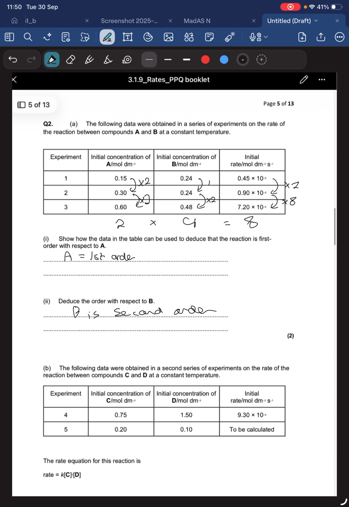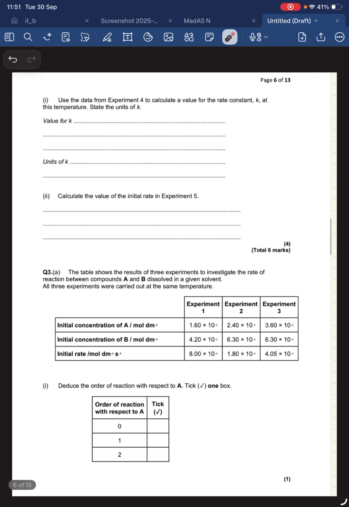Okay, so we get part B now. The following data was obtained in a second series of experiments on the rate of reaction between compounds C and D at a constant temperature. So this is another table, and we got another kind of to be calculated. Okay, and we're also given an equation. Cool. I'm already thinking find K and find rate, because we don't know K, we don't know rate for this one, so it's probably going to tell us that. Boom. Yes, it is. So find the values of K.